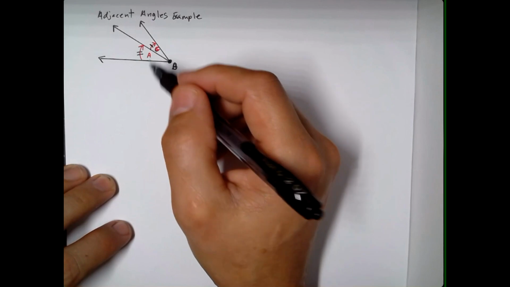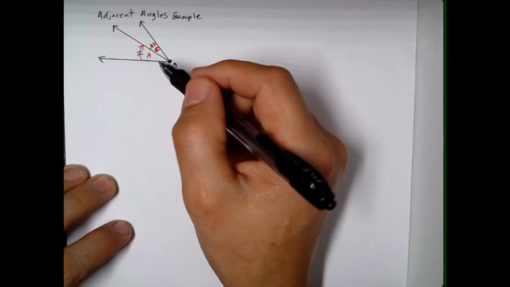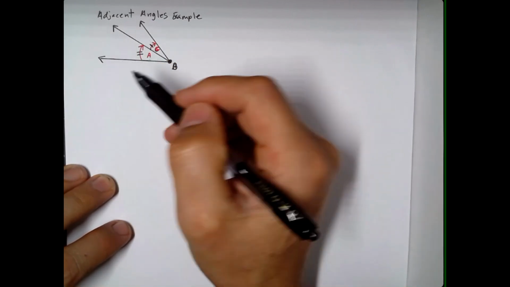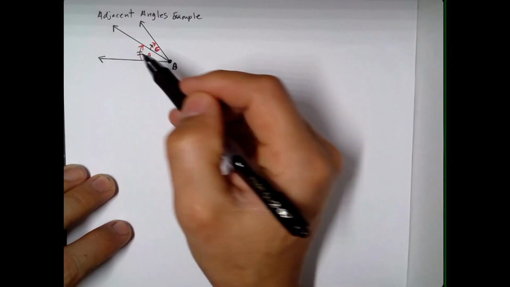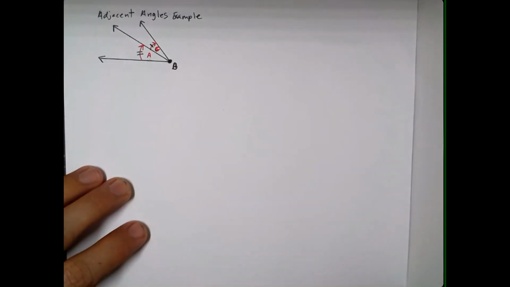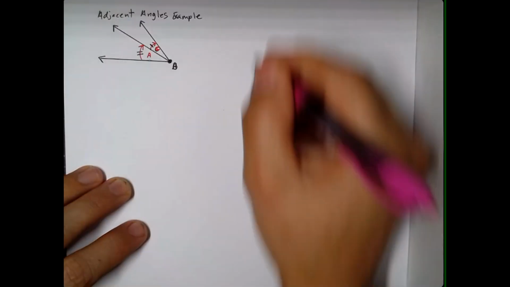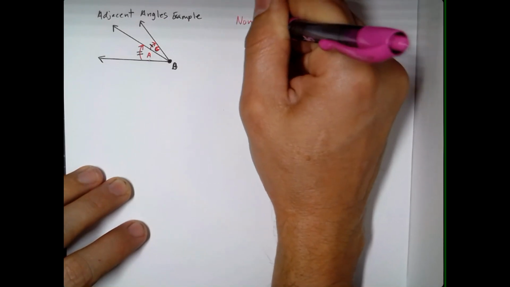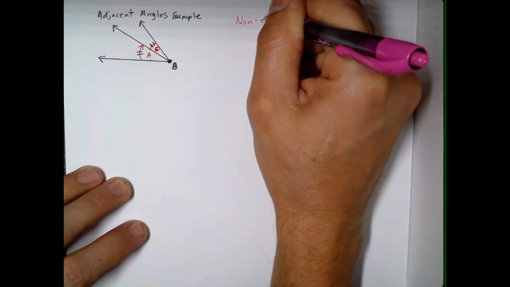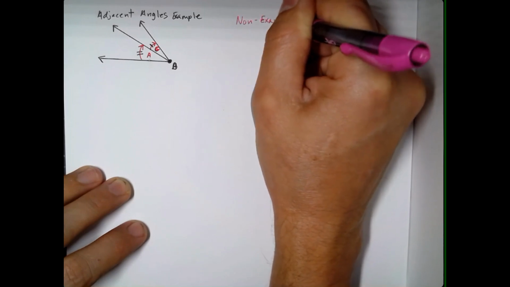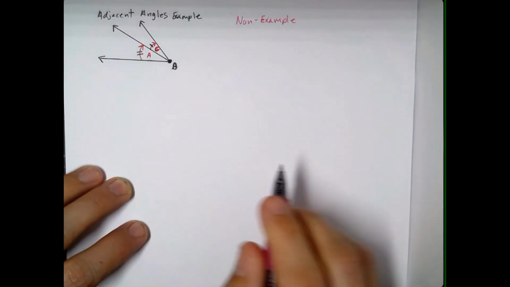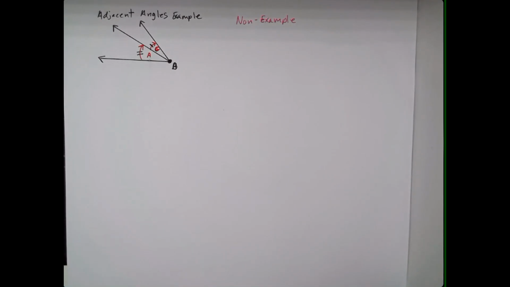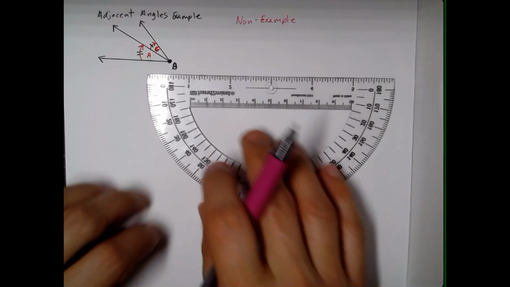Now also, I want you to know they have no common interior points. In other words, they wouldn't have points on the interior of the angle. Now let me show you a non-example. So I'm going to put over here non-example. This is what it doesn't look like. Let me show you a picture of one that wouldn't be considered an adjacent angle.